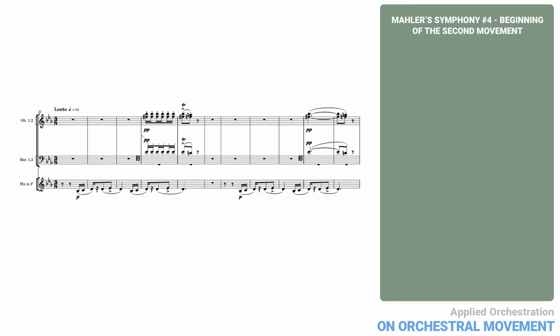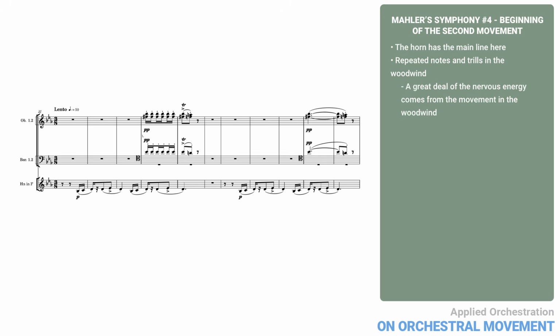Now a little example from Mahler's Symphony No. 4, the beginning of the second movement. The horn has the main line here. Then, when the open little phrase is repeated in the 3rd and 4th bars, Mahler has those repeated notes and trills in the woodwind. The second version has those notes as harmony, but just sustained. As we can see, a great deal of the nervous energy comes from the movement in the woodwind.